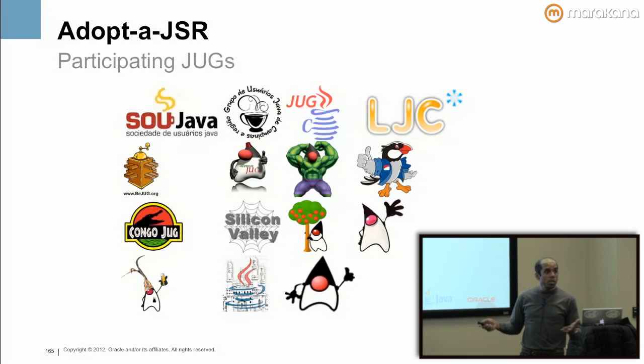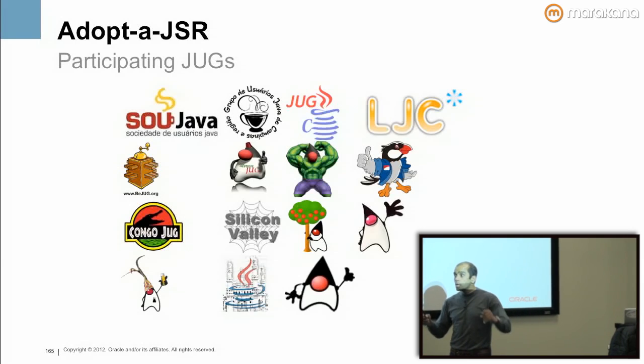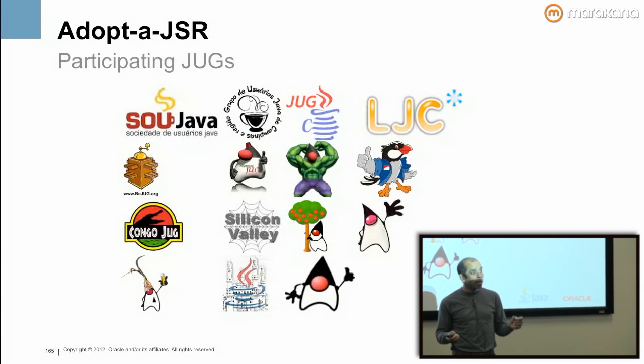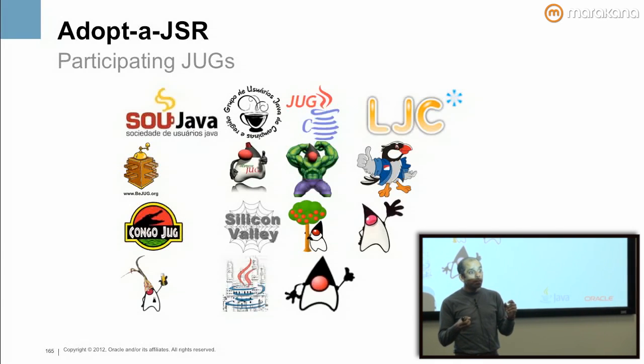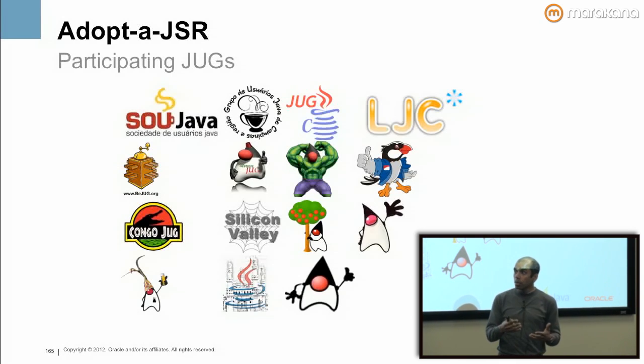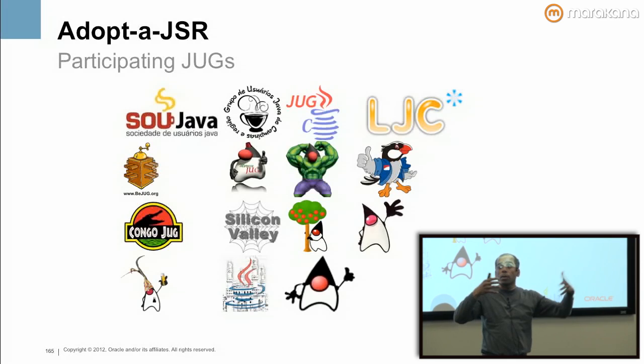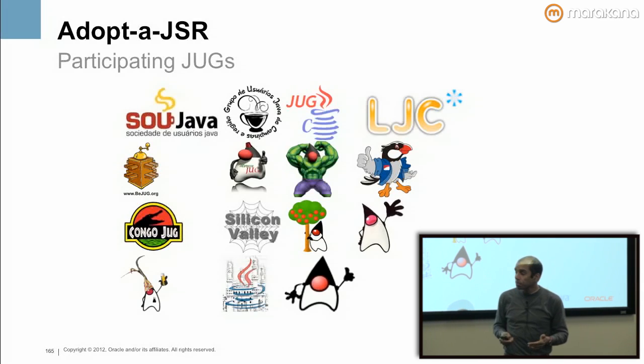BE JUG, which is the Belgium JUG. These are the guys who organize Devoxx, for example. They have adopted JSR 356, the WebSocket API. They have actually given contributions to the RI already. They're actively participating in the RI list. Not only that, but they're already planning to organize a hack day. They're going to build a tic-tac-toe kind of application using WebSocket.